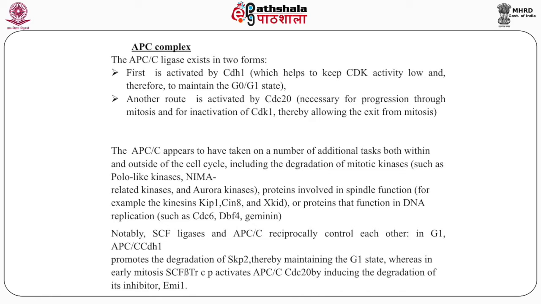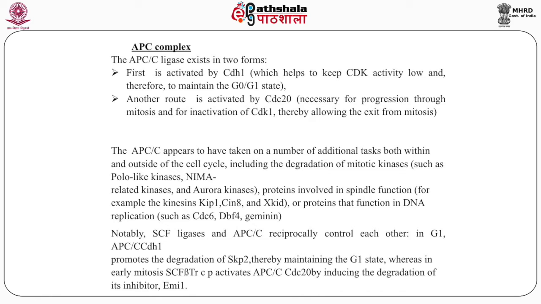Now, the APC appears to have taken on a number of additional tasks both within and outside of the cell cycle, including the degradation of the mitotic kinases such as polo-like kinases, the NEK (NIMA-related) kinases and the Aurora kinases, proteins involved in spindle function, for example kinesins like KIP1, SYN8 and XKID, or proteins that function in DNA replication such as CDC6, DBF4 and geminin.